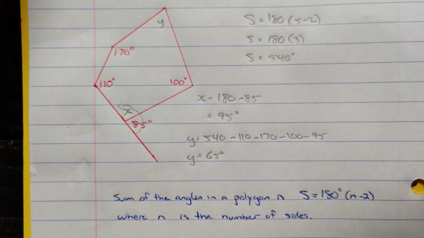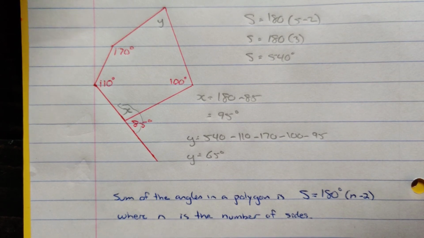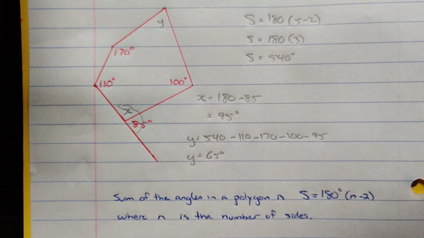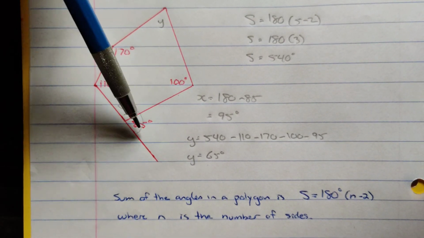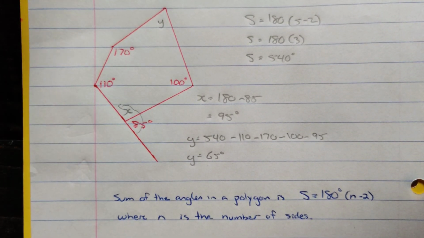And you can do that with any of your polygons. Just use that concept of how the sum of the angles inside, or the idea of the exterior angle being 180 to find missing values.